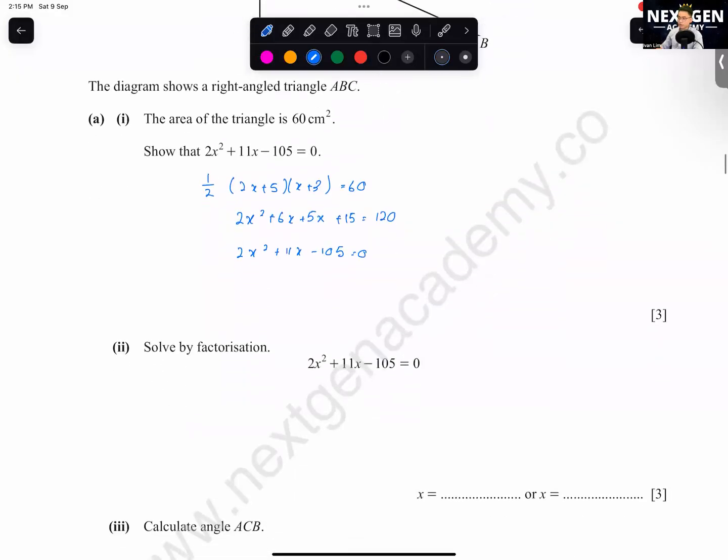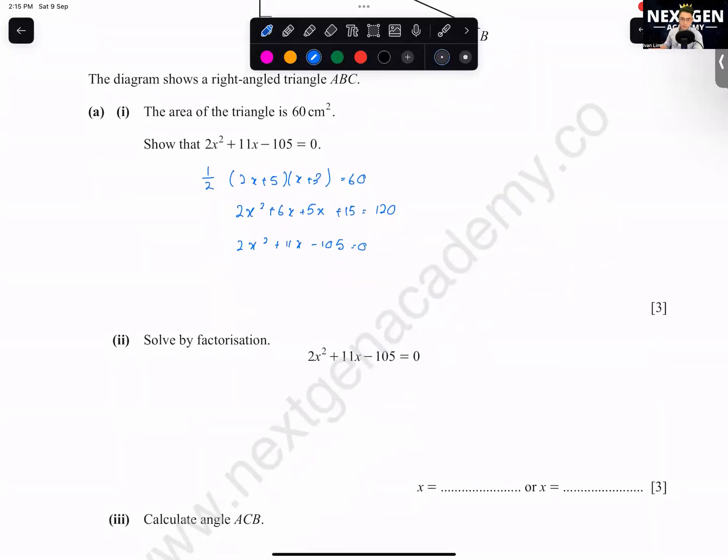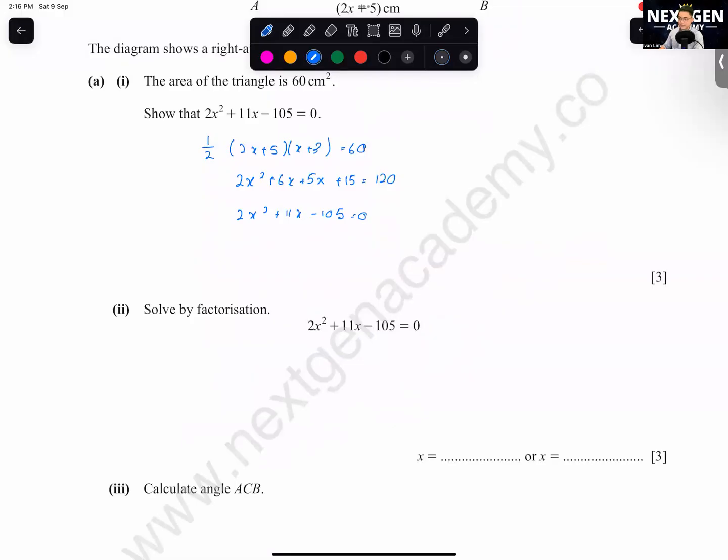Solve by factorization. This one, use the calculator method first. Don't waste your time. Use the calculator method, get the answer, then you reverse engineer it. If you type into your calculator, you will get negative 21/2 and x equals 5. Don't tell Cambridge I taught you this. This is the cheating way. Anyone don't know how to use the calculator method?